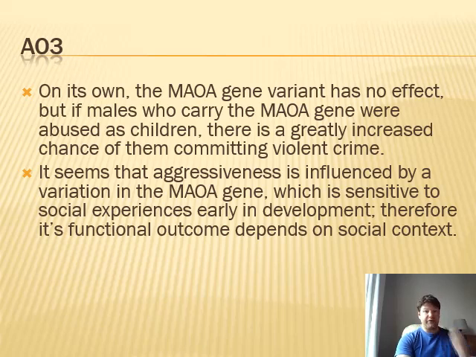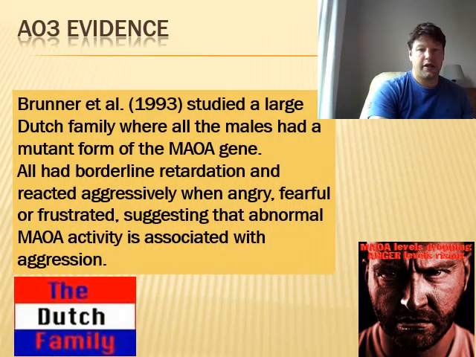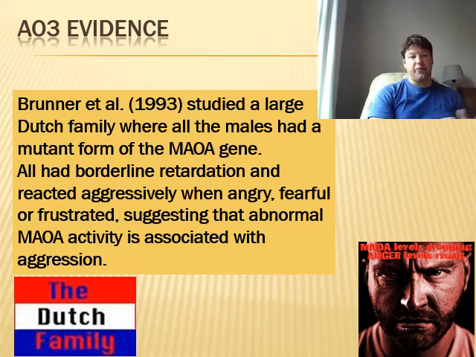It seems that aggressiveness is influenced by a variation in the MAOA gene, which is sensitive to social experiences early in development. Therefore, its functional outcome depends on social context. We've discussed that. This indicates an interaction of genetics and environment is at work when determining human aggression. Okay, this is an interesting study. We may look in a bit more detail at this, or you can go and find it now. But Brunner et al. studied a large Dutch family where all the males had a mutant form of the MAOA gene. All had borderline retardation and reacted aggressively when angry, fearful or frustrated.